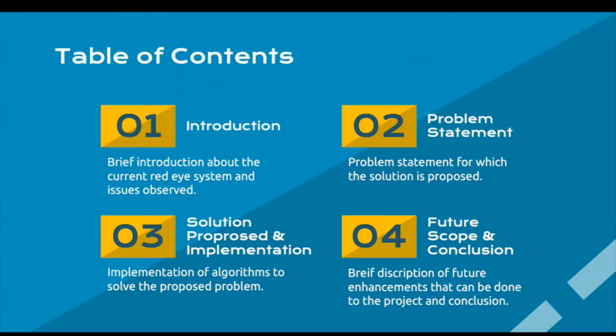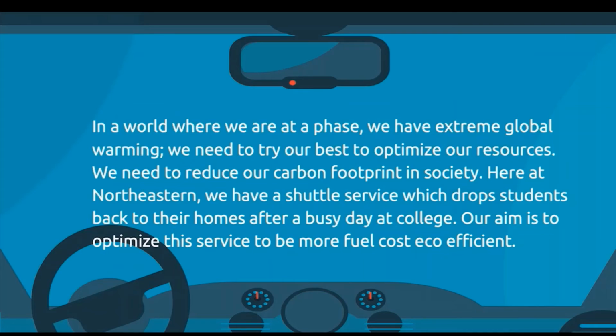Let us begin. First, I will give a brief introduction about the current Red Eye system and its issues. Then, I will go through the problem statement for which the solution is proposed. Then our team will go through the implementation of algorithms to solve the proposed problem. And lastly, we'll show a brief description of future enhancements that can be done to the project and conclusion.